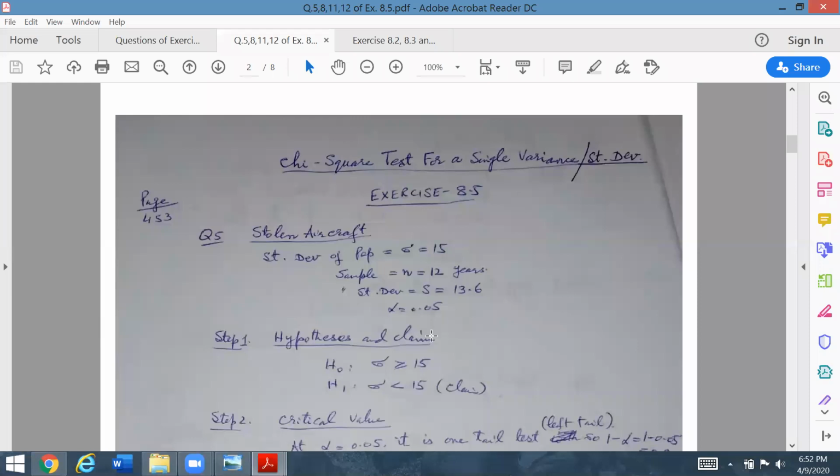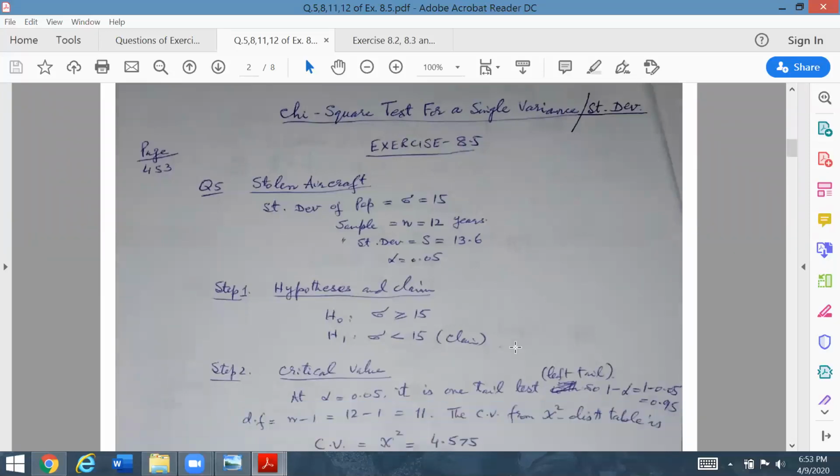As usual, we had been writing the same 5 steps you will do. But is less than, and as I discussed in the language of the problem, the less than symbol always comes in the H1. H1 is less than, and this is the same as the claim. And if you are finding less than in H1, what symbol will we be writing in H0? Its counter symbol, greater or equal. Okay.